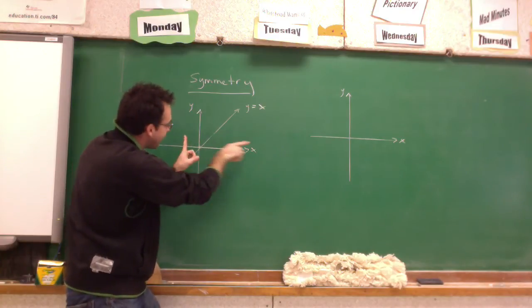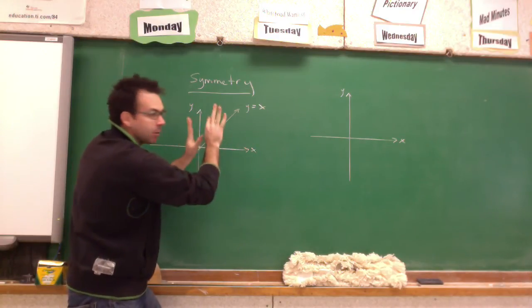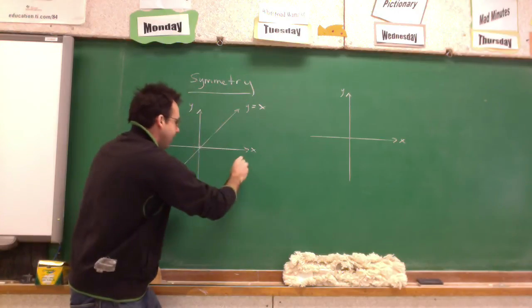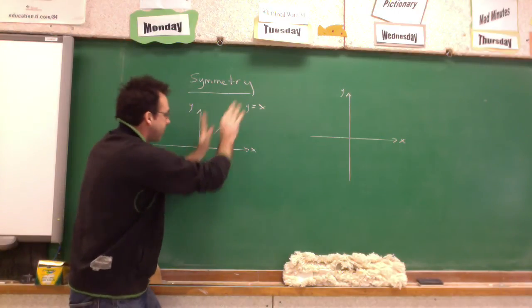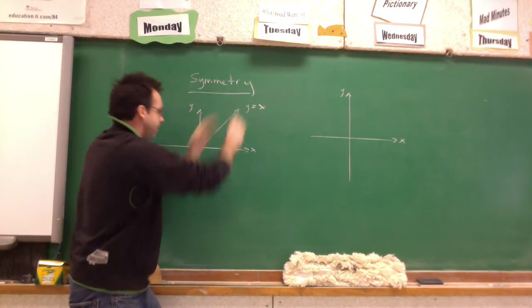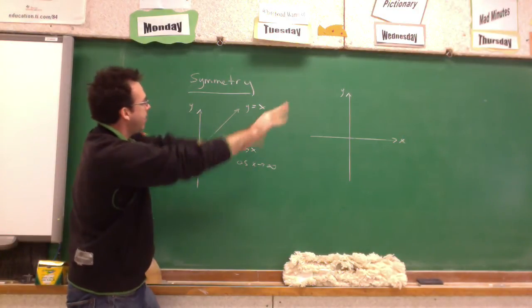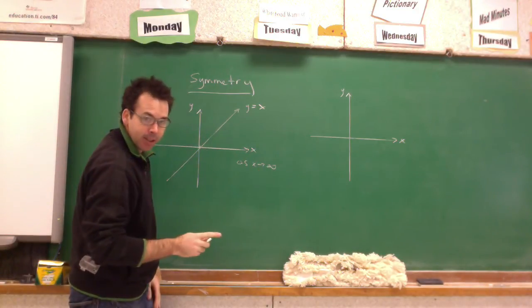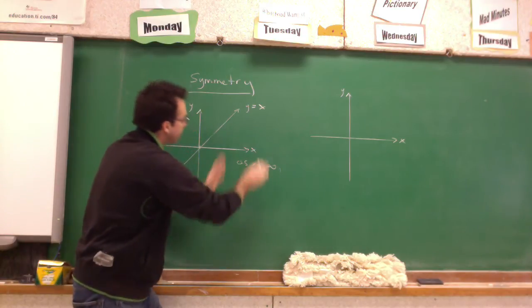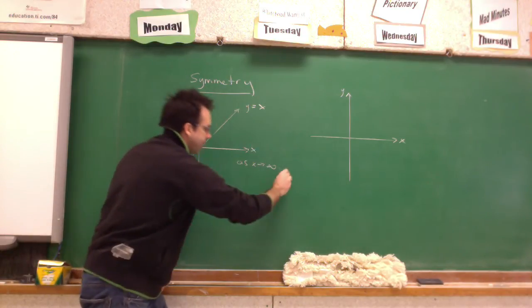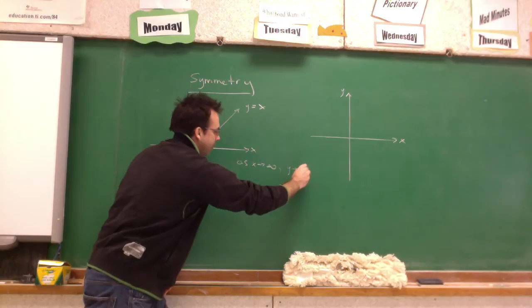We said, well, as x goes out forever, what happens at the end? It always keeps going, but we want to talk about the end. So we say as x goes out to infinity, what is the function doing? Is it increasing or decreasing? If it's increasing, and this one is, it's going up to infinity. So we say y goes up to infinity.